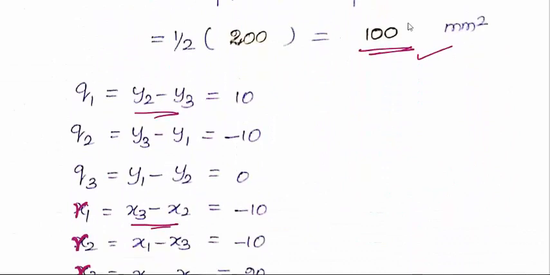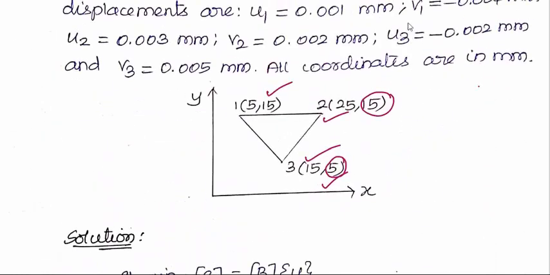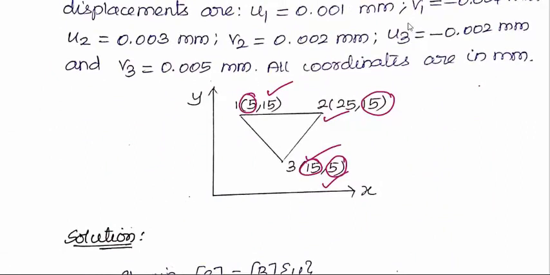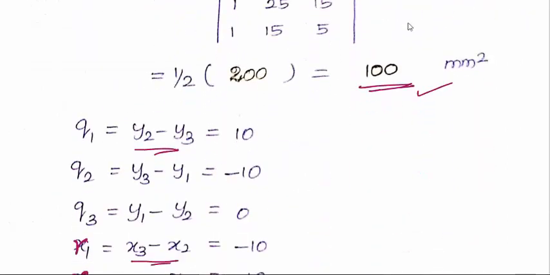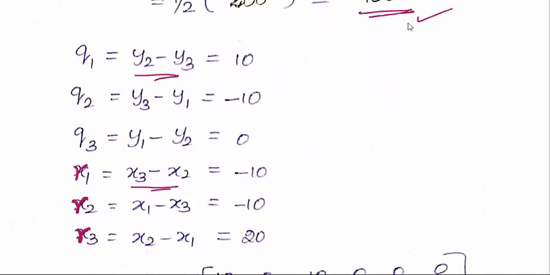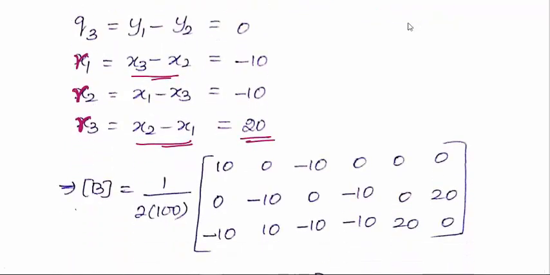R2 is x1 minus x3. Here x1 is 5, x3 is 15. So 5 minus 15 is again minus 10. In the similar way, we can calculate the value of R3 as x2 minus x1, that is 20. By arranging all the calculated values, we can frame the strain displacement matrix.